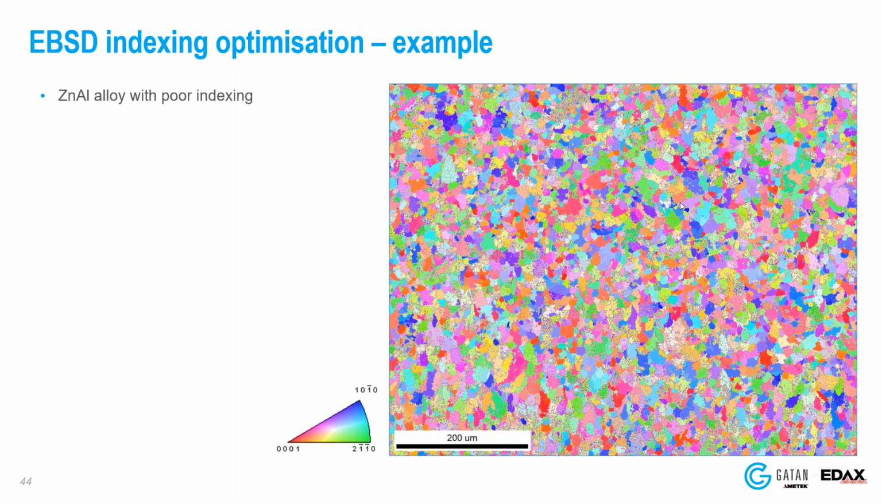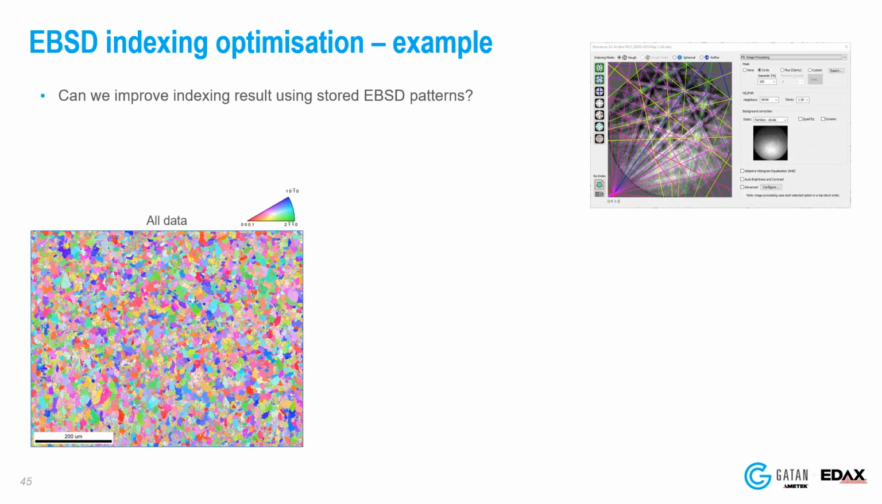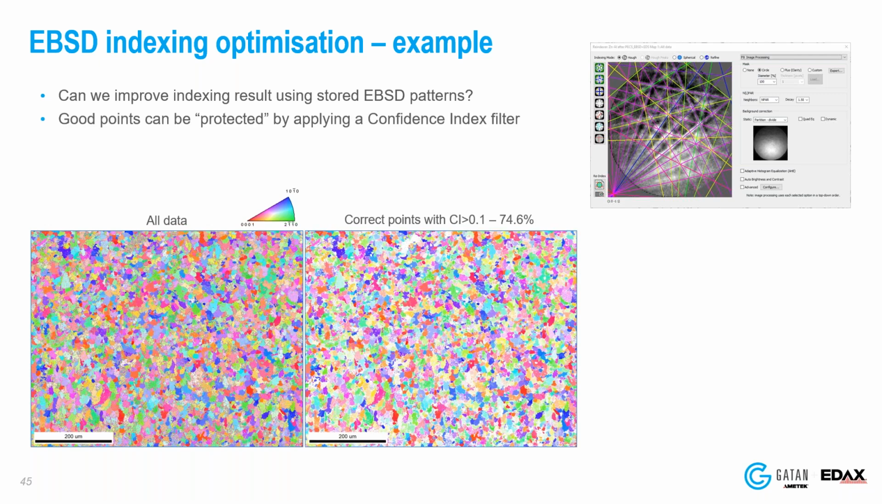There's a lot of noise in there. And can I use these stored EBSD patterns to make it look better? So what I do, normally we use a CI filter to select the good points. If I do that here, I have about 75% indexing success and all the noise drops out.